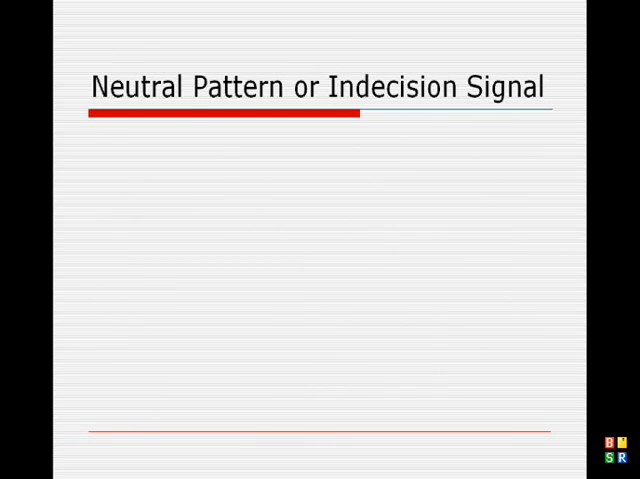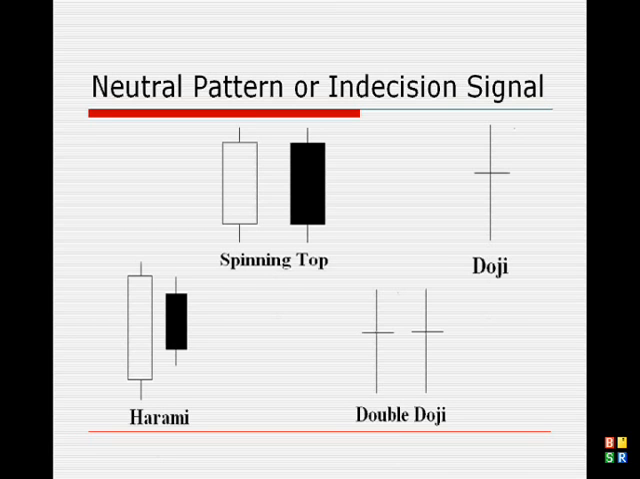As you may be aware, I mentioned indecision candlesticks or indecision formations before. Now let's see what they are. Indecision signals or neutral patterns have 4 major formations. They are the harami, the spinning top, the doji, and the double doji. The spinning top occurs when the distance between high and low, open and close are relatively small. Doji and double doji imply the opening price and closing price are the same. And harami indicates a decrease in momentum. It occurs when a small body falls within the area of a larger body.